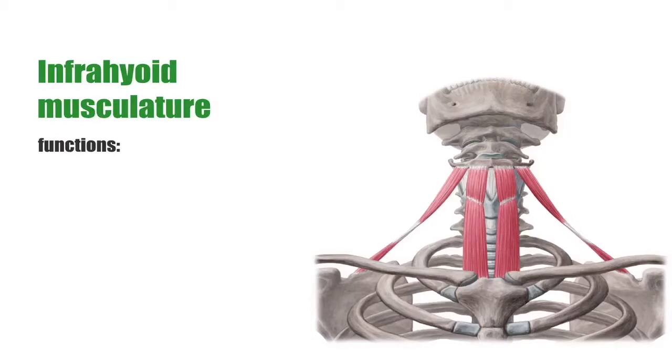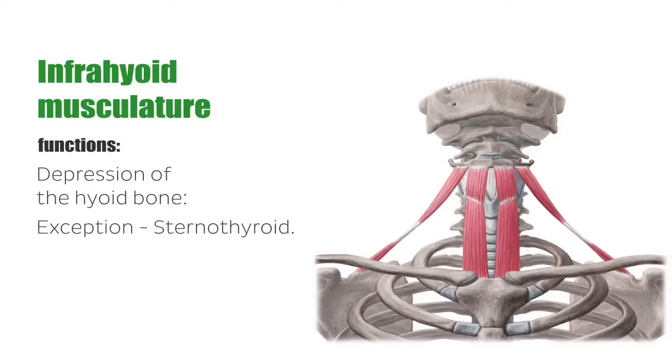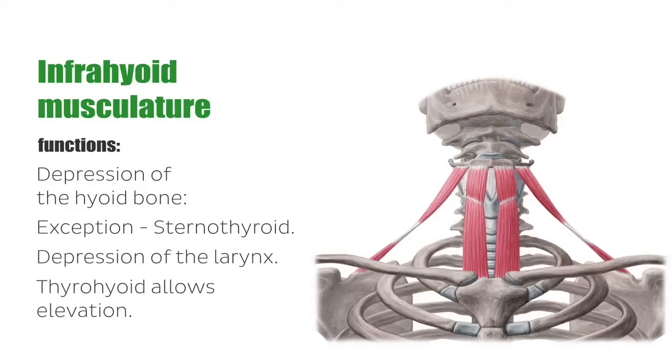If we want to be a little bit more specific, all infrahyoid muscles will be causing what is known to be depression of the hyoid bone, so pulling it downward. There is an exception though, the sternothyroid muscle, because this muscle will not insert on the hyoid bone, therefore it's not going to be involved in depression of this bone. Now the sternothyroid muscle allows depression of the larynx, whereas the thyrohyoid provides the opposite, or what is known to be elevation, when the hyoid bone is fixed.